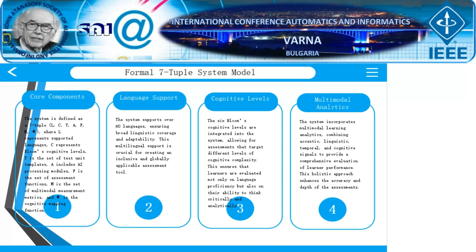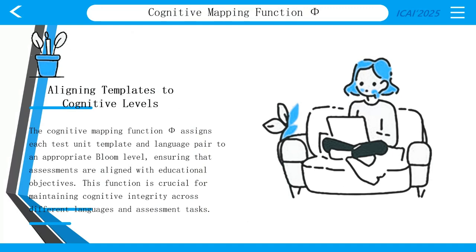The system incorporates multimodal learning analytics combining acoustic, linguistic, temporal, and cognitive signals to provide comprehensive evaluation of learners' performance. The core component is the cognitive mapping function phi that assigns each test unit template and language pair to an appropriate Bloom level, ensuring that assessments are aligned with educational objectives. We'll be speaking about educational objectives more in the next slides.